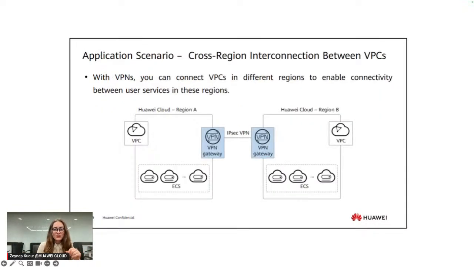So here's an application scenario. VPN lets you connect VPCs across different regions. See, Huawei Cloud Region A, Huawei Cloud Region B, to keep services in those areas linked up.